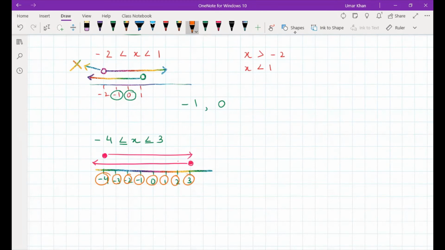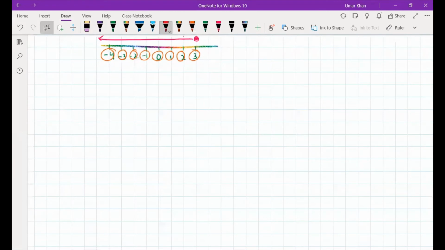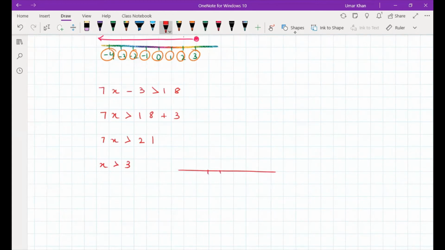Okay, how about this? This is a different question. We have an inequality which is 7x minus 3 is greater than 18. Now they're saying first solve the inequality. This will be 7x greater than 18 plus 3. 7x is greater than 21, which means x is greater than 3. Let's first plot it on the number line. It would be like this. So we have 2, 3, 4, 5 and so on. It is greater than 3. So this is what it looks like.